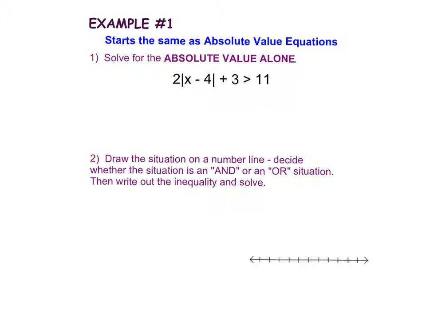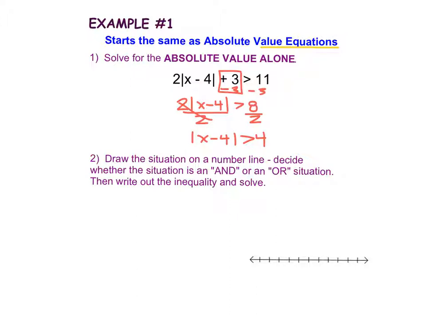You're going to start these just like you did your absolute value equations. Essentially, you need to start by getting the absolute value alone on one side of the inequality. So we're going to start by undoing what's happening to the absolute value. We're going to subtract 3 from each side first. So we have 2 times the absolute value of x minus 4 is greater than 8. Then we're going to divide each side by 2, and we find the absolute value of x minus 4 is greater than 4.